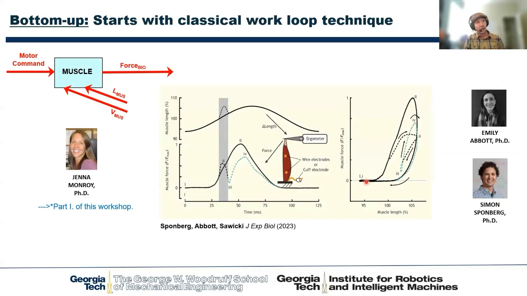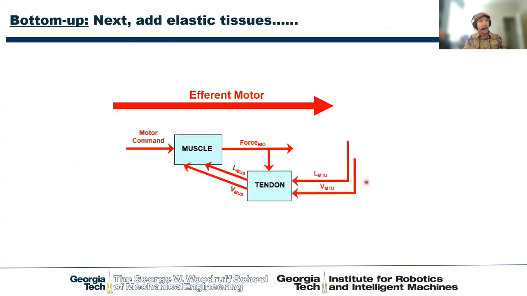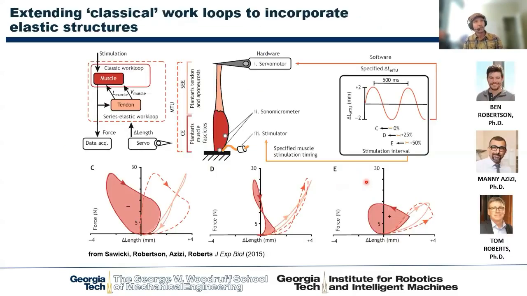But one key thing that our group's been interested in is how the series elastic tissues work. We all know they're between every muscle and the skeleton, but especially in distal muscles, like the ankle muscles in any species, it's a prominent structure that we need to take into account. So that would look something like this: adding the tendon, or leaving the tendon on, in a work loop preparation.